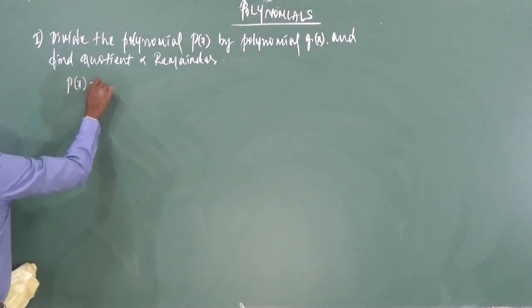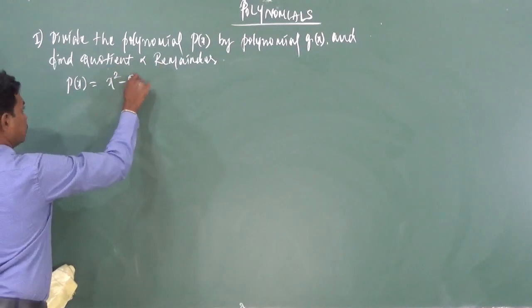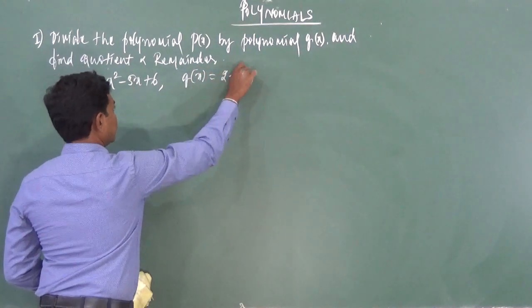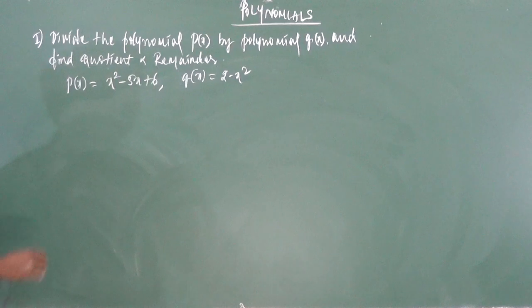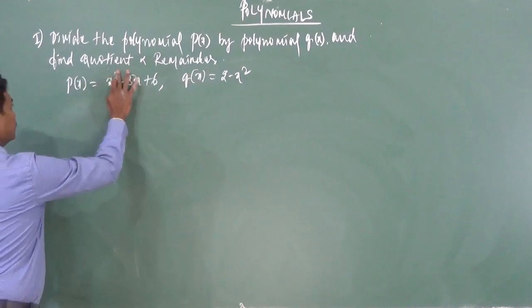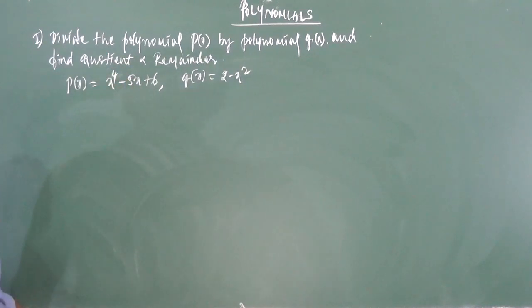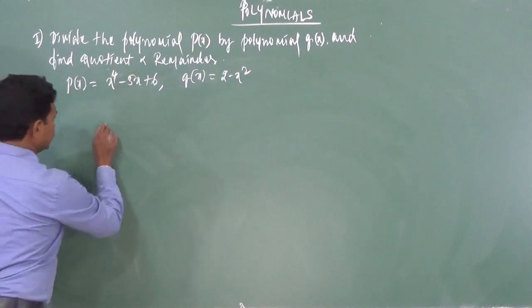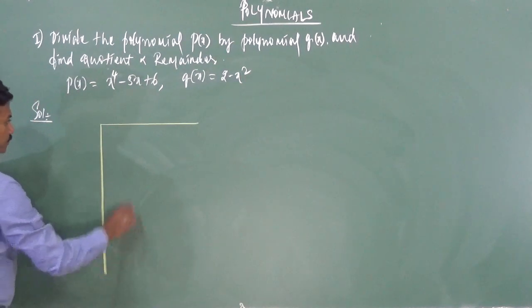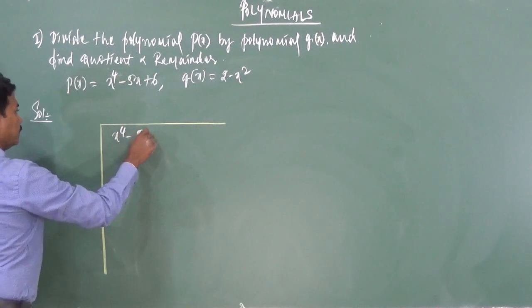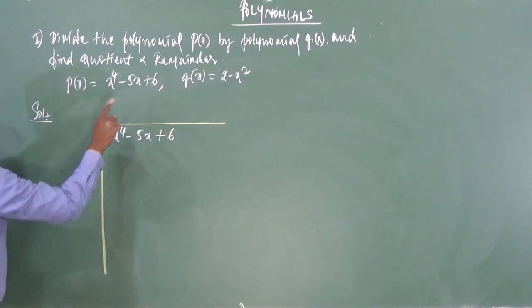So p of x is equal to x square minus 5x plus 6 and g of x is equal to 2 minus x square. So this is according to the textbook problems that I am solving. According to the textbook, it is x to the power 4 minus 5x plus 6 and g of x is 2 minus x square. Okay, so we will start division. So this is the procedure. P of x is ready with you. You can go with the division process. x to the power 4 minus 5x plus 6 and there it is 2 minus x square.